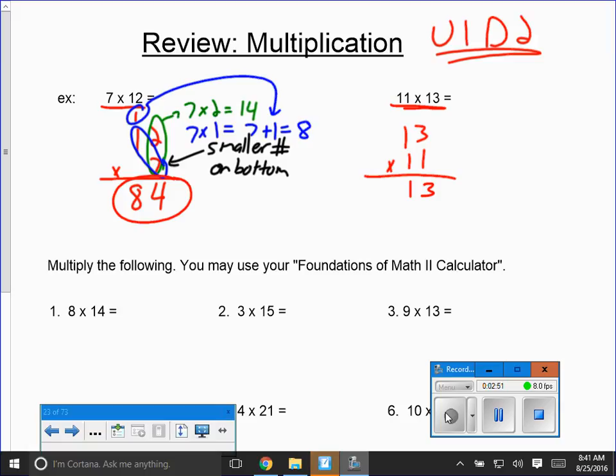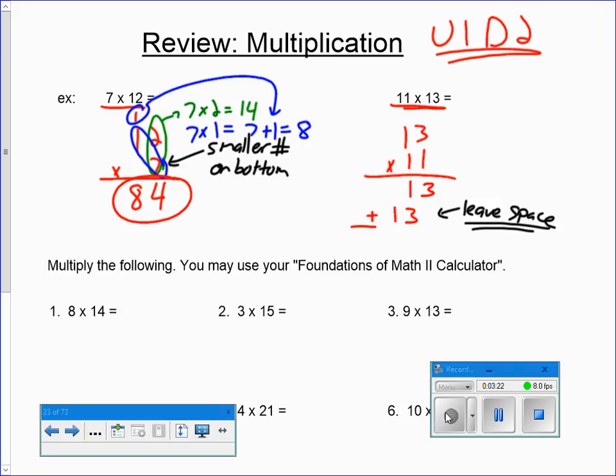Here's where we have a little trick. Right here, we're going to leave a space, because now we're not working with the first 1 in the 11 anymore, we're working with the second one. So we're moving over one digit, so now we're going to leave a space. We do 1 times 3 is 3, and write that right underneath the 1 instead of underneath the other 3. Leaving a space, and then 1 times 1 is 1. Now notice we have two numbers here. What's left to do is add them together. There's our answer.